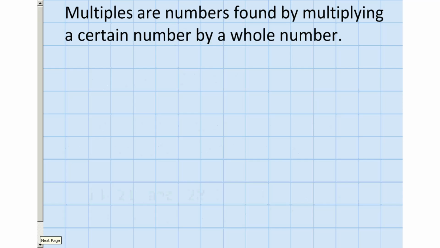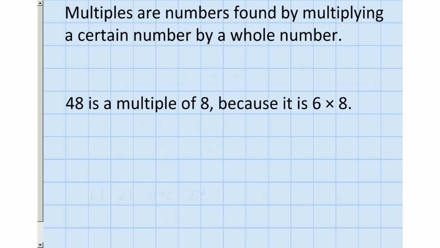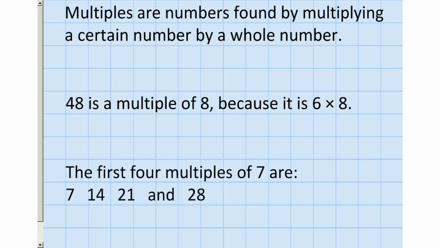Multiples are numbers found by multiplying a certain number by a whole number, or basically numbers in the times table for that number. 48 is a multiple of 8 because it's 6 times 8. Similarly, the first four multiples of 7 are the first four numbers in the 7 times table. So 7, 14, 21 and 28.